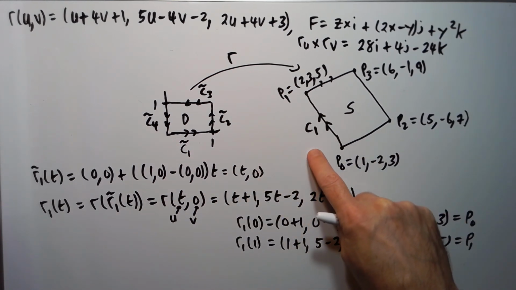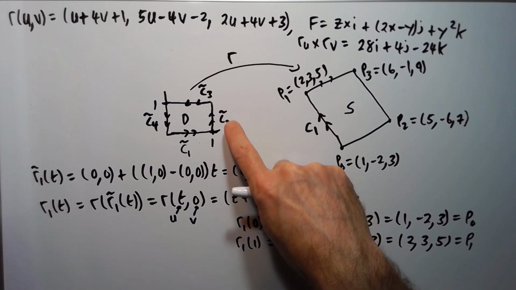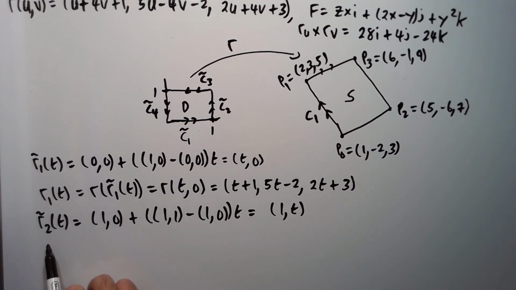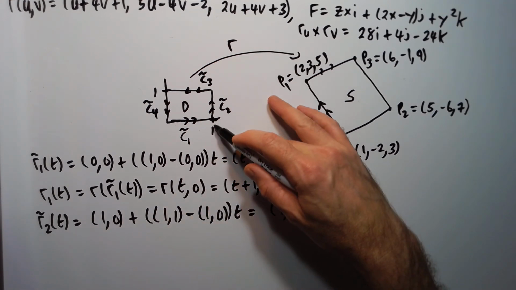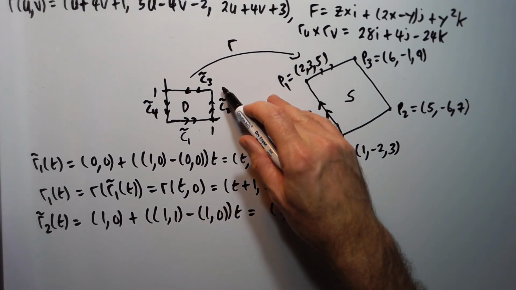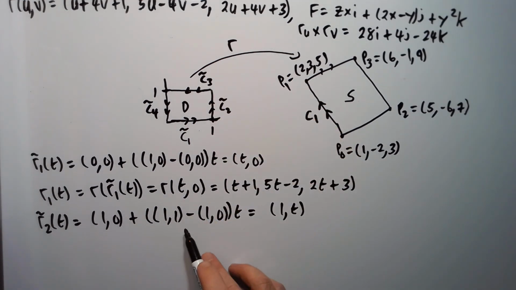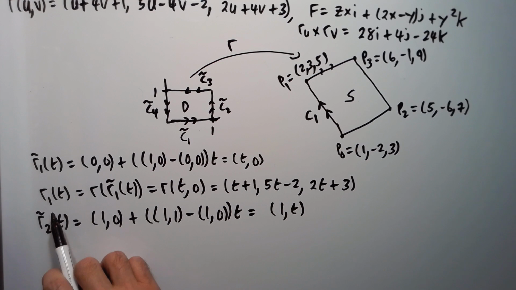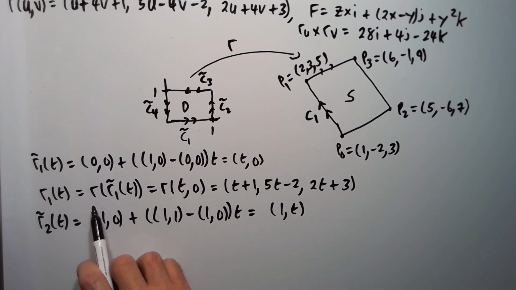So now let's look at C2 tilde, and then we can map it under R to find another piece over here. So parameterizing R2 tilde, or sorry, C2 tilde, I'm calling it R2 tilde. It's going to be the start point, which is 1, 0, plus the end point up here, which is 1, 1, minus the start point, times t. So simplifying this, you get 1, t. So now we're going to call R2 the mapping of this under R. Okay, so let me write down here.